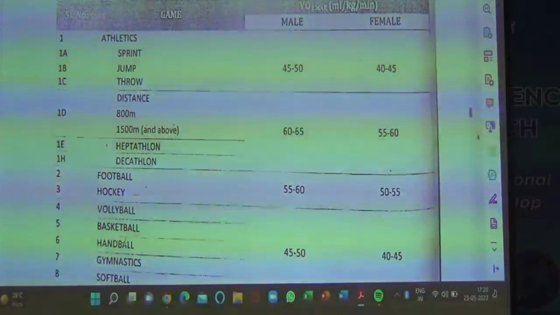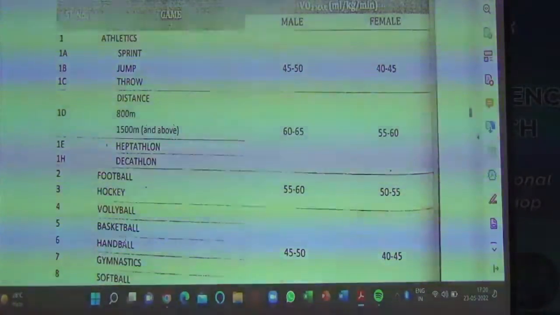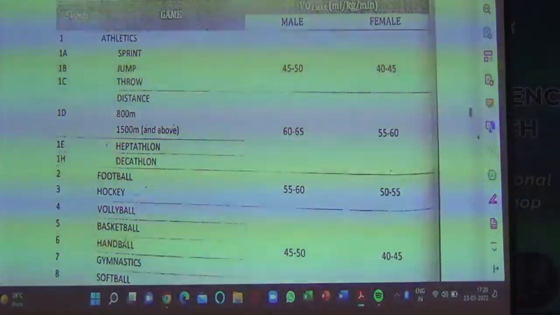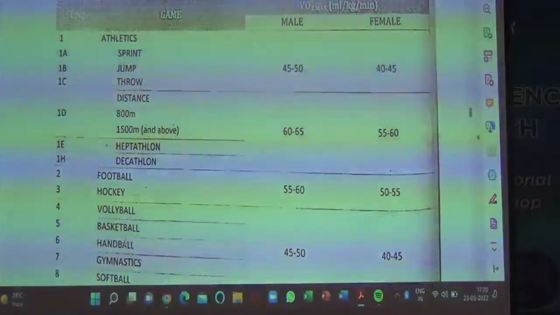In the comment section, when you are giving input to coaches or athletes, you have to write all this: that the VO2 max is 53.5, which is excellent. He has to maintain it. We are suggesting to maintain his VO2 max for further training.